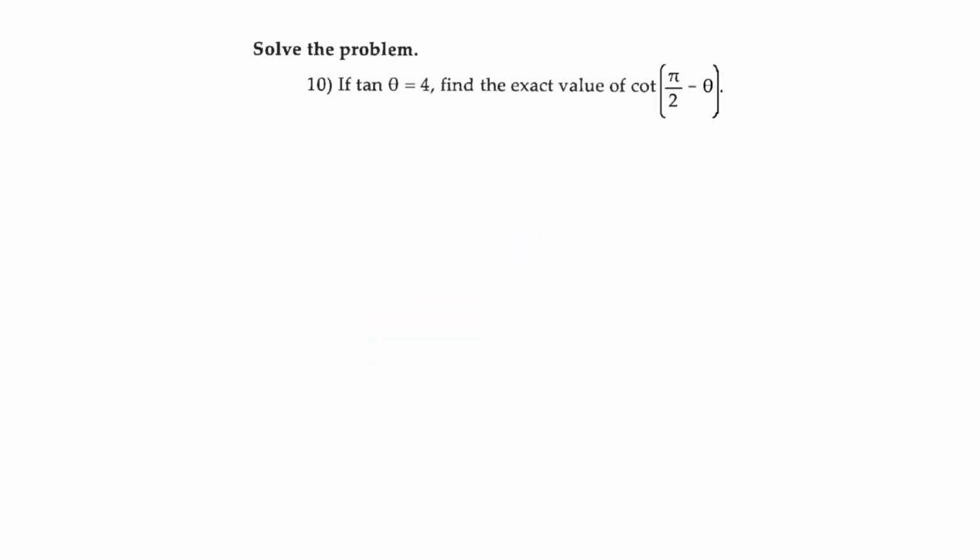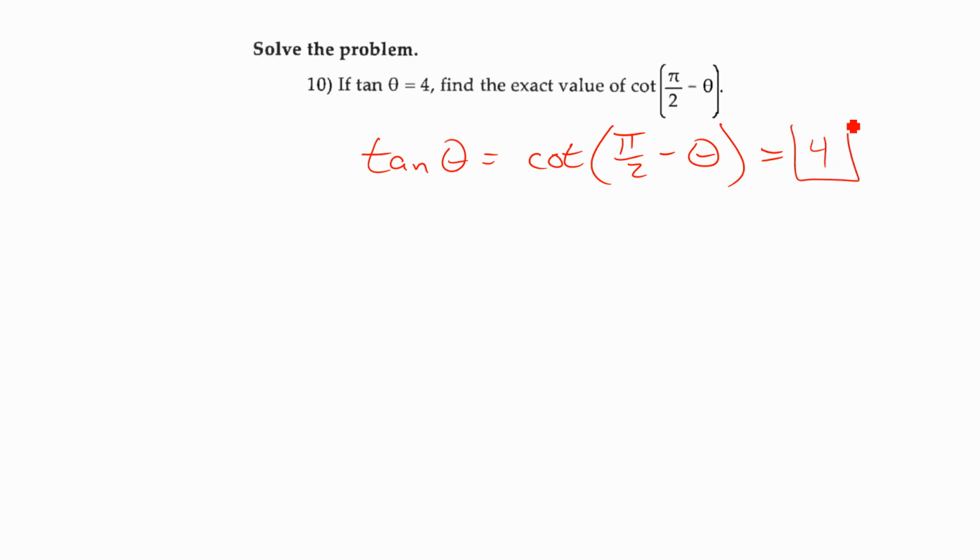Okay, if tangent of theta is 4, find the exact value of cotangent of 90 minus theta, pi over 2 minus theta. Tangent of theta is equal to cotangent of pi over 2 minus theta. They are complementary trig functions. So if tan theta is 4, then so is the cotangent of pi over 2 minus theta. The answer here is just 4.